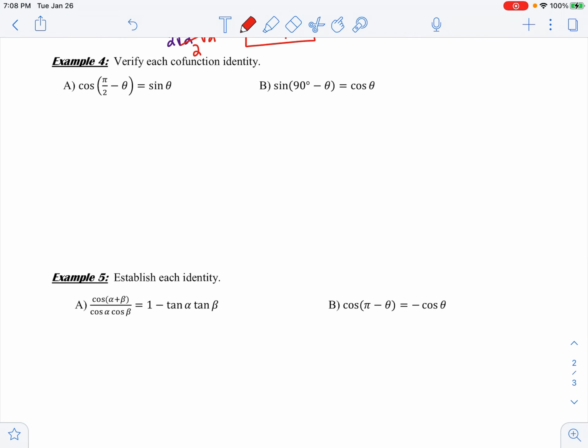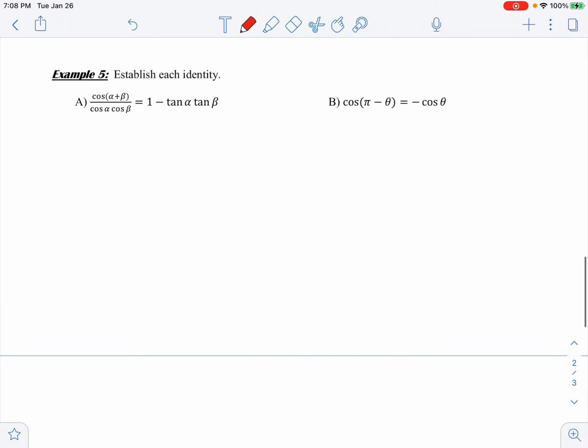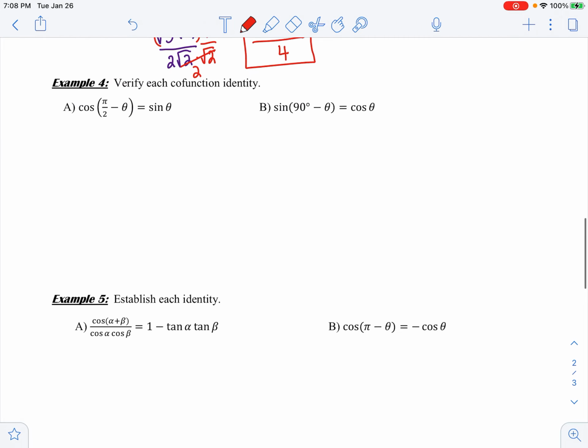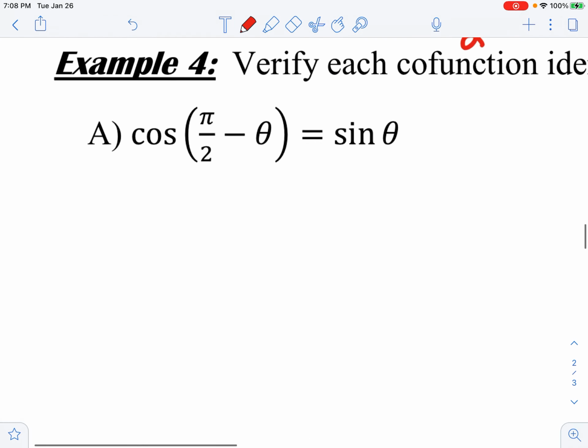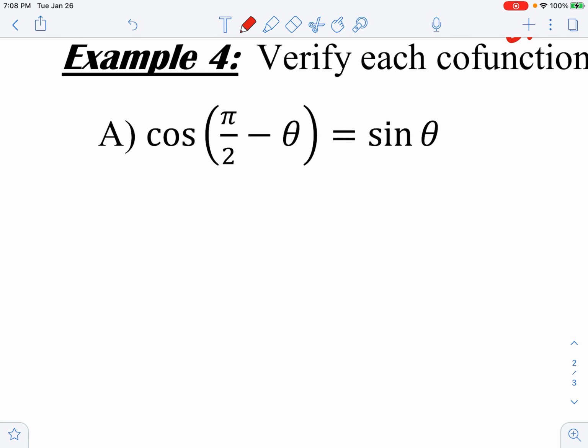All right. So last but not least, we have verifying each co-function identity and then also establishing these identities, okay? So let's start with verifying these co-function identities. Please realize you already know this is true. You know that cosine's co-function is sine. We know it's true, but we're going to prove that it's true, okay?